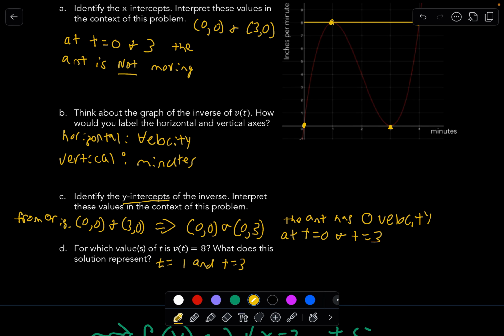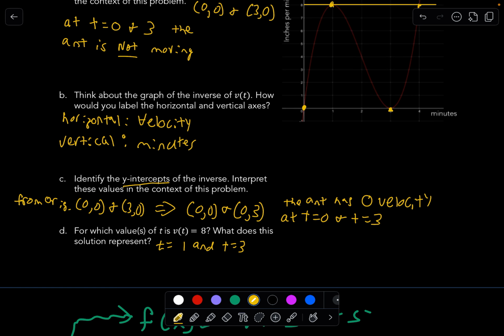What does this solution represent? It would represent that at times t equal 1 and 3, the velocity of the ant would be equal to 8 inches per minute.